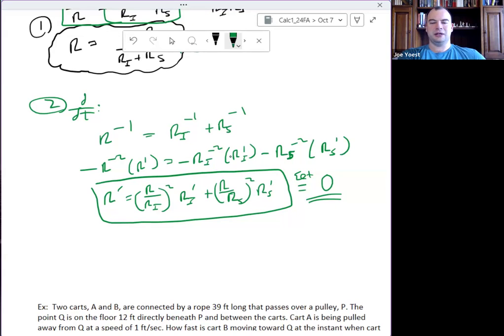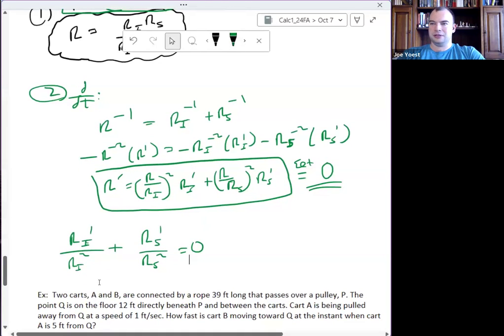Well, I guess I can divide through by an R squared. I guess I really didn't need to multiply through by the R squared, but I think it makes it cleaner to do it this way. You can kind of see where everything's going. So divide through by the R squared, and I have Ri prime over Ri squared plus Rs prime over Rs squared equals 0. I think I've distributed everything correctly, and that looks good.